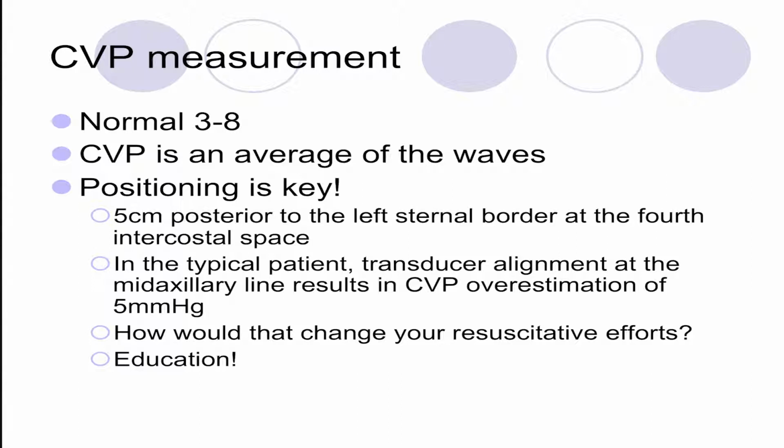So in a typical patient, the transducer alignment at a mid-axillary line, which is where we've all been taught to put these, overestimates by 5. That's impressive. So that's a difference in the CVP between 8 and 12. 8 and 13. And that's even with us actually having it at a mid-axillary line and it's well balanced, it can still be off that much because we're not actually following a landmark.